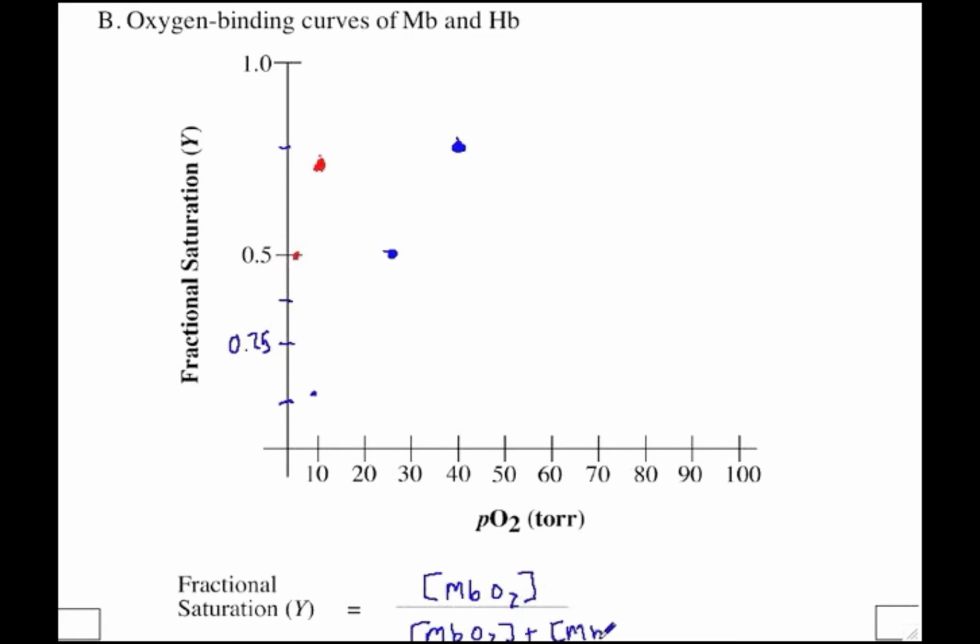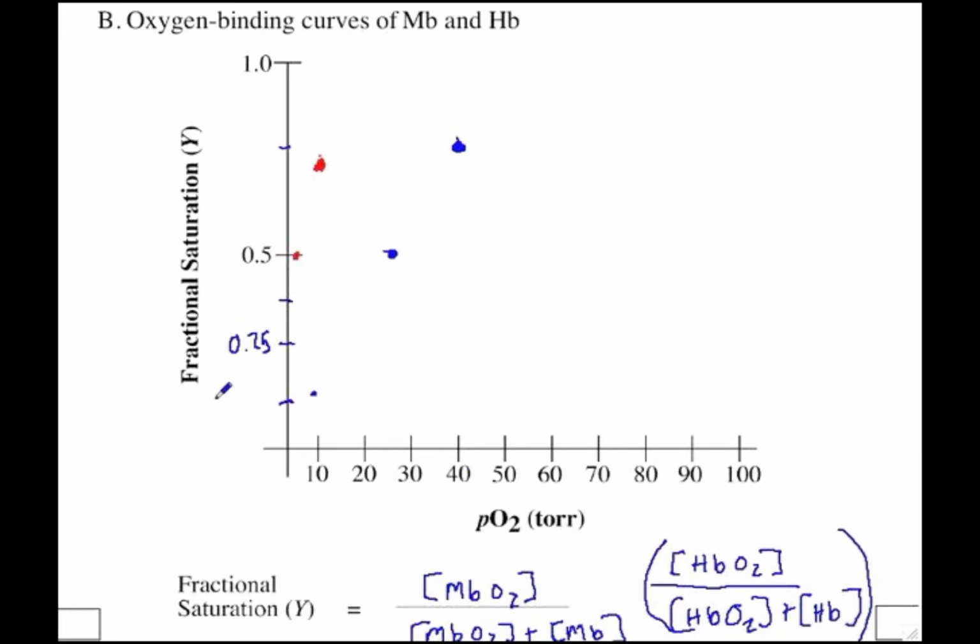Now the same thing could be expressed for the fractional saturation of hemoglobin. We could just put that in parentheses and express the same exact thing for hemoglobin. Fractional saturation has the same meaning for both molecules. That is, what fraction of the molecule is bound to oxygen. So that's what we're going to be seeing on the y-axis: what percentage or what fraction are bound to oxygen at certain given partial pressures of oxygen.